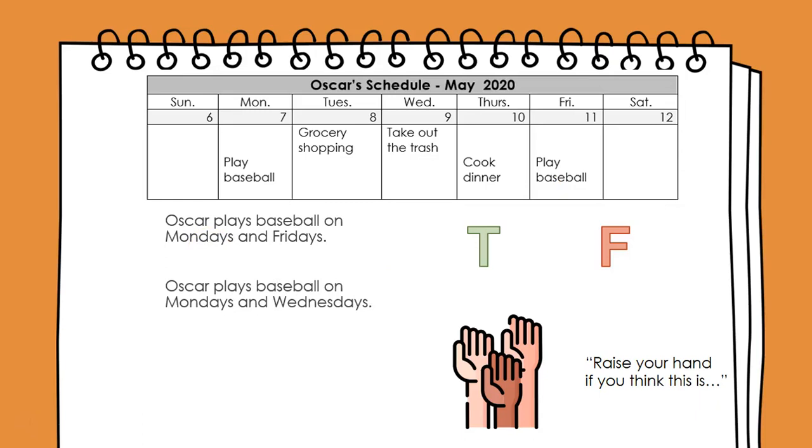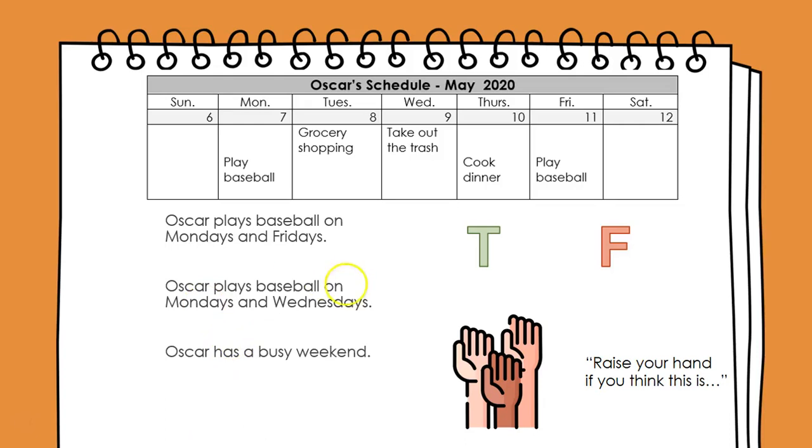But if the question were different, and this is why you have to read carefully, Oscar plays baseball on Mondays, which we know is true, and Wednesdays. But if we look at Wednesdays, we don't see anything about baseball. So because this is true, but this is false, the entire question is false. So our answer would be false. Both parts have to be true, or all parts have to be true. Because sometimes there's more than two parts, so sometimes these can be a bit tricky.